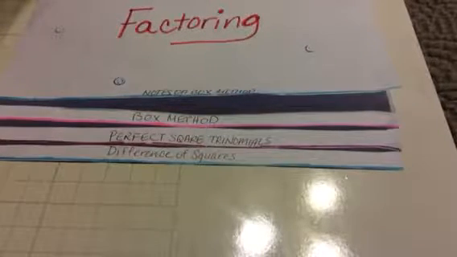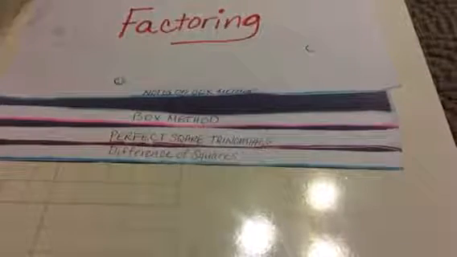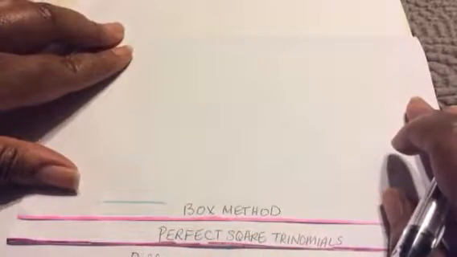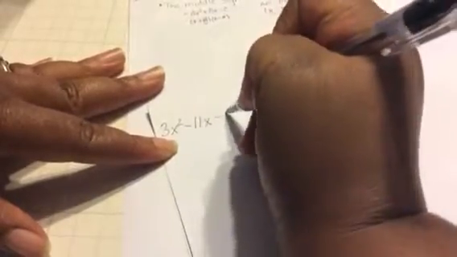We're going to take notes inside of our factoring foldable. First, we're going to learn the box method. So open up your foldable to the flap that says box method. And here's our problem: 3x squared minus 11x minus 4. So there's our problem.